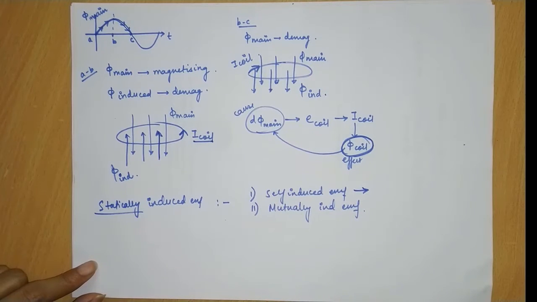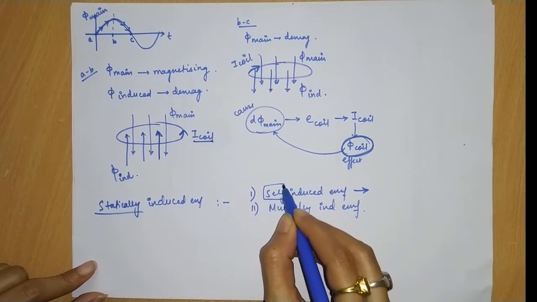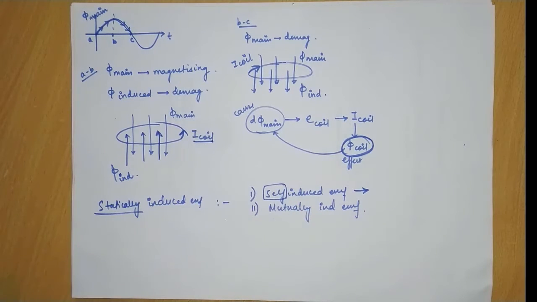it is the EMF induced in the coil due to time-varying magnetic field produced by the same coil current. The name self itself indicates that the time-varying field produced by the same coil current, then the EMF will be induced across the same coil.